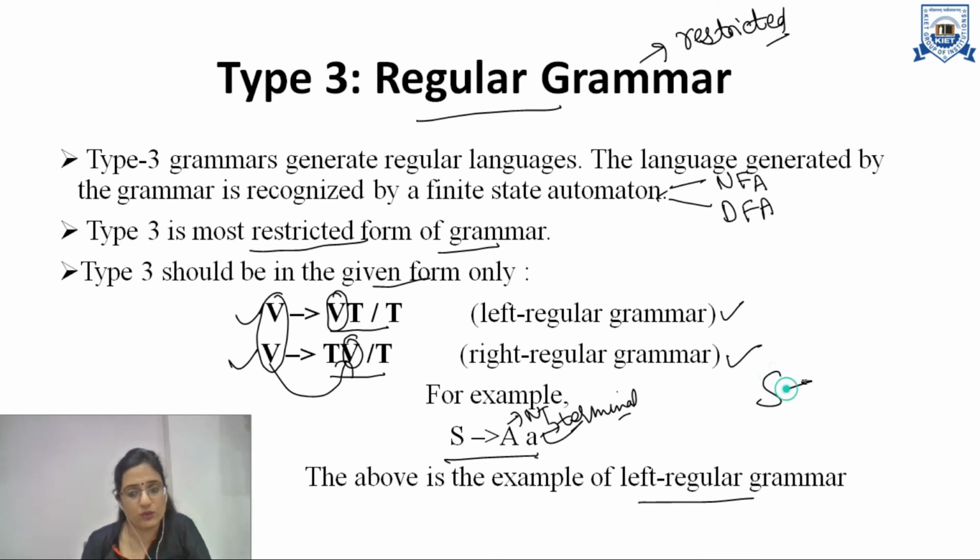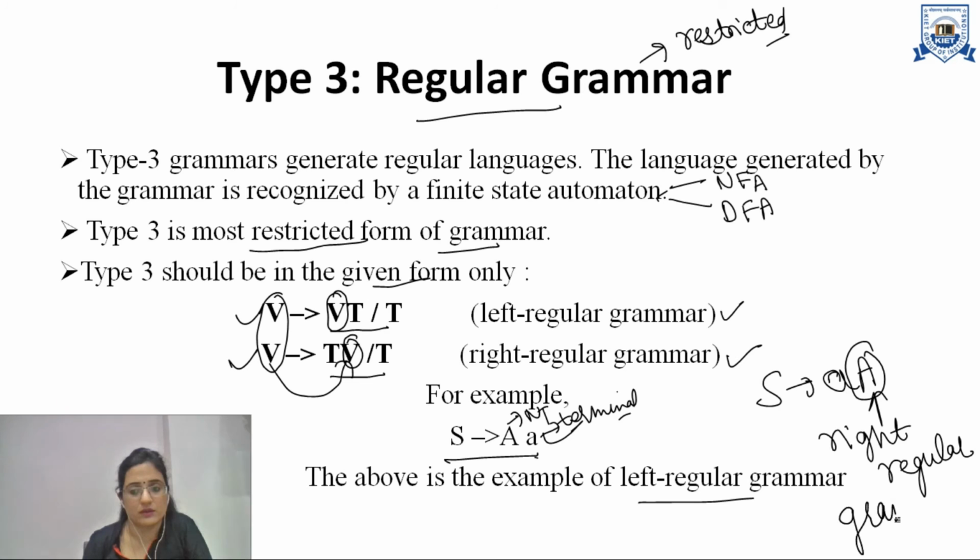But if the production rule is written in this format, here the non-terminal comes on the right hand side of the terminal. So this production rule is known as right regular grammar. As we see, the non-terminal may come on the left hand side of the terminal, or it may come on the right hand side of the terminal. If the non-terminal comes on the left side, it's a left regular grammar, and if it comes on the right hand side of the terminal, then it is known as a right regular grammar.